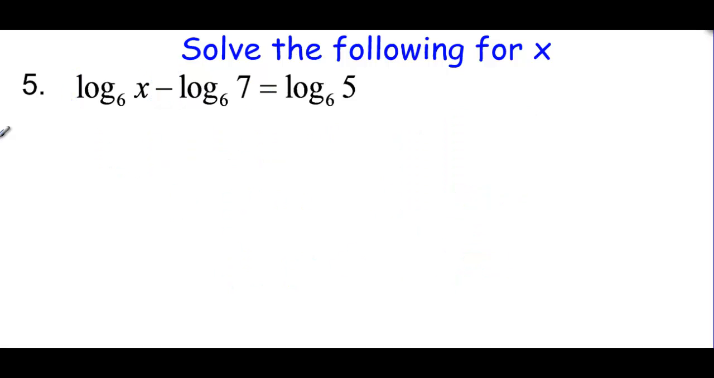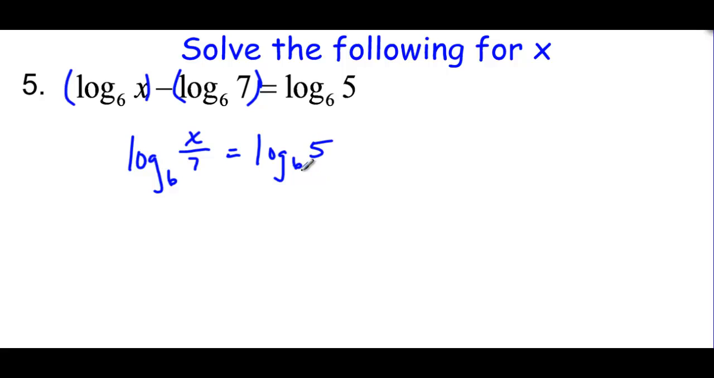Alright, so let's look at another example. Well, if you remember, I have log base 6 of x minus log base 6 of 7. If you remember, the property says if you're subtracting logs, we divide our values. So the first one is our numerator, our second is my denominator, equals log base 6 of 5.